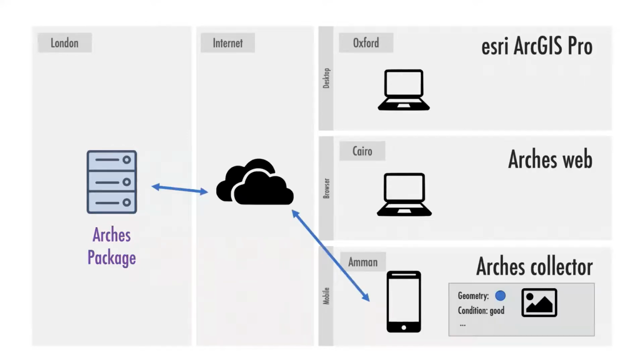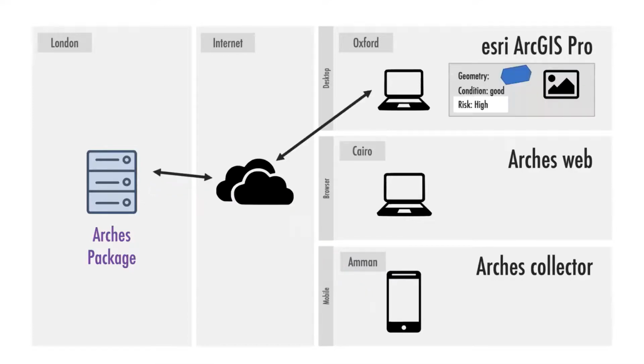Folks in Amman might actually just be interested in doing an initial survey of information. Let's say they've gone out and they're looking at a survey of potentially important cultural resources such as buildings. With their cell phone, they can walk up to a building, maybe draw up a point on a map, define the condition of the building, and take a picture, and synchronize that to the ArcGIS package back in London.